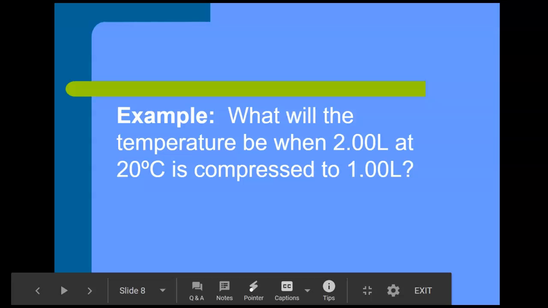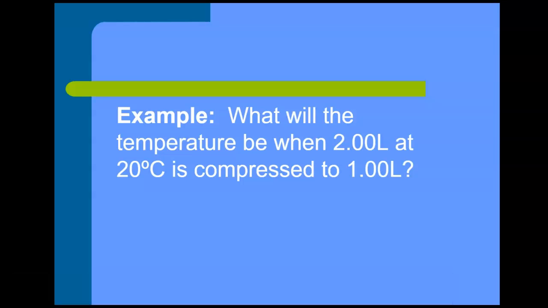The next is an example. What will the temperature be when 2.00 liters at 20 degrees Celsius is compressed to 1.00 liters? So for this, we are using Charles' law.